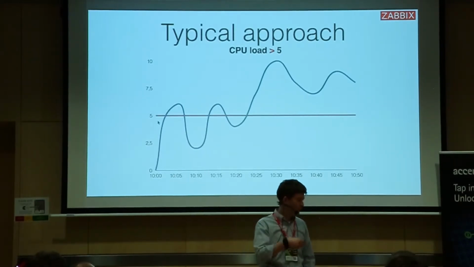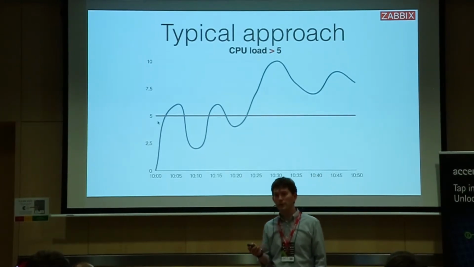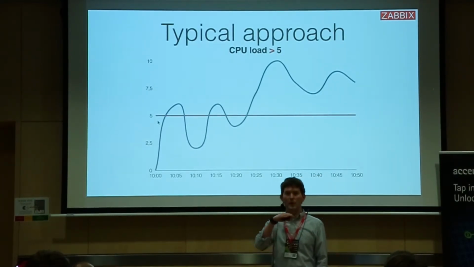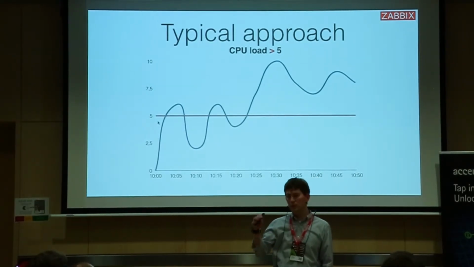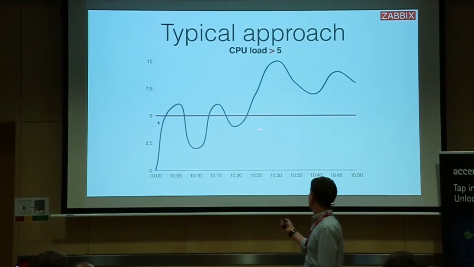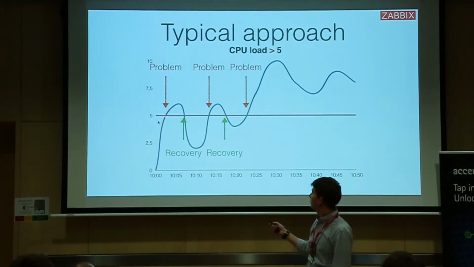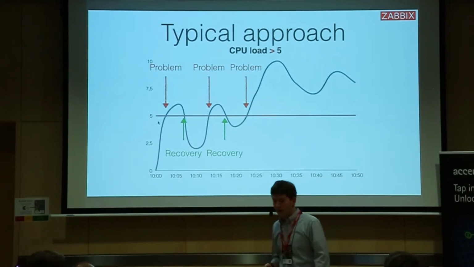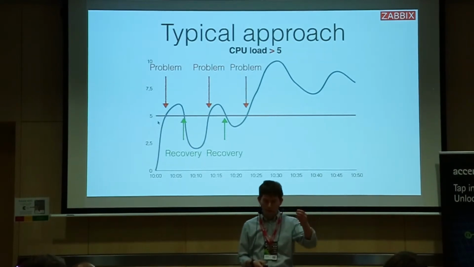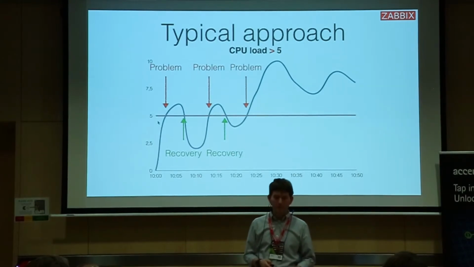If you start using some monitoring tools, a very typical approach is to use some thresholds. Say we'd like to detect if our system is overloaded. So we use a simple threshold like CPU load is 5, and if CPU load is more than 5, we think that okay, the system is overloaded. Here is the problem, recovery here, obviously, another problem, recovery, and so on and so forth. So we hit the threshold, we've got a problem, we go below the threshold, there will be a recovery.